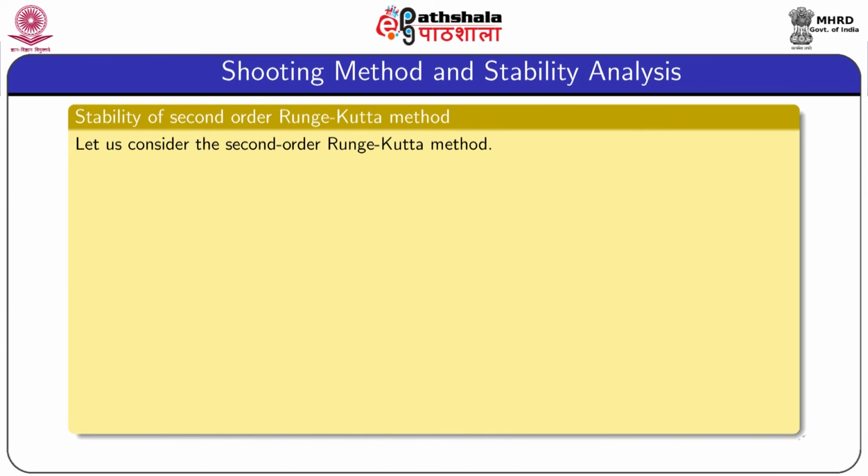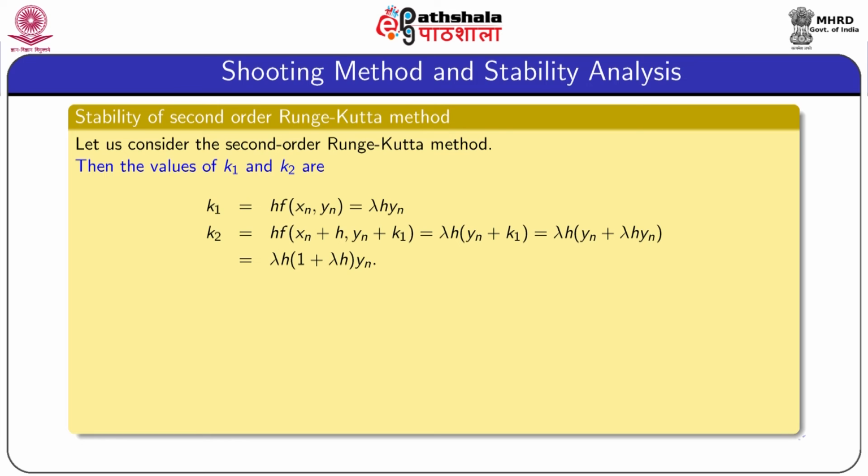Now, let us consider the second order Runge-Kutta method, and we shall discuss the stability of this method by considering different values of lambda. First, we calculate the values of the parameters k1 and k2, which appear in the formula of the second order Runge-Kutta method. For the given model differential equation, k1 is equal to lambda h y_n, and k2 is lambda h times (1 plus lambda h) times y_n.